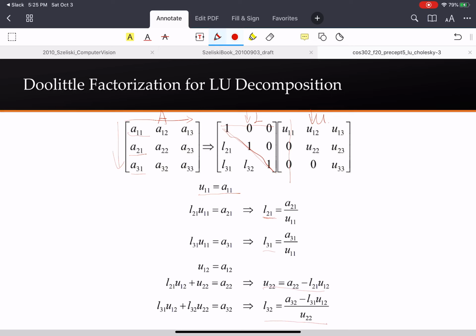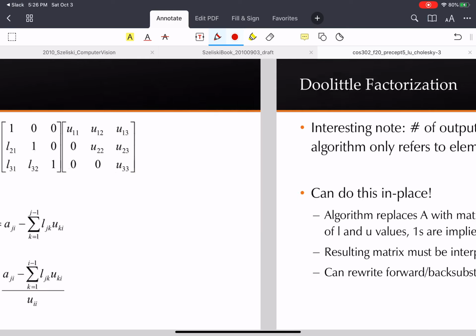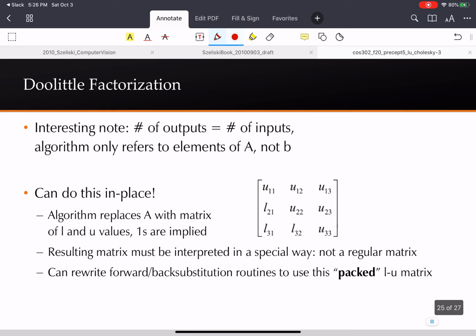And finally, we can write these into a general form as following. So we loop over i from 1 to n, and for every fixed i, we loop over j from 1 to i to solve u_ji, and from i plus 1 to n to solve l_ji. And this is the general form of LU decomposition with Doolittle's factorization to solve the matrix L and matrix U. And there are several interesting notes.